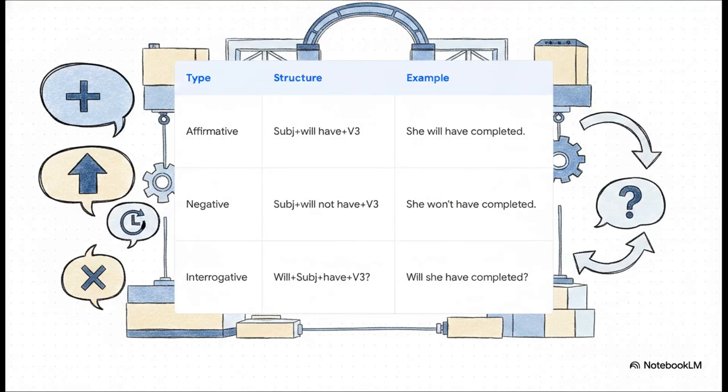Watch how the architecture evolves again right here. We've introduced a brand new building block, have, followed by a V3 verb, your past participle. This gives us the sturdy structure to confidently state she will have completed her work. To make it negative, you build it as she will not have completed. And our interrogative follows the exact same logical flip we've been using. That past tense verb is your definitive signal of absolute completion.